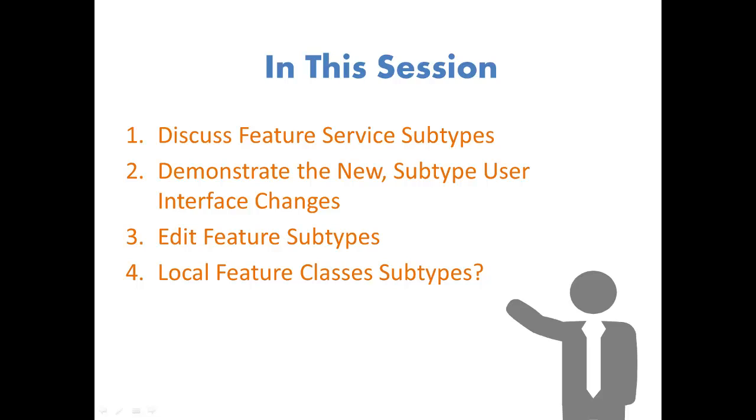In summary, I discussed feature service subtypes, both from formal subtypes and faux subtypes from thematic mapping. I took a look at the new subtype user interface changes and performed some subtype editing with these new tools. I created some local feature classes with subtypes and domain constraints by extracting feature services that were defined with subtypes.